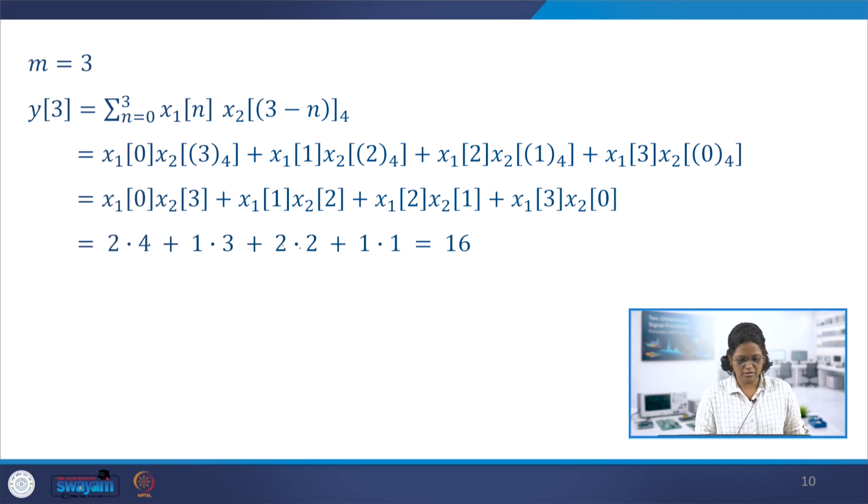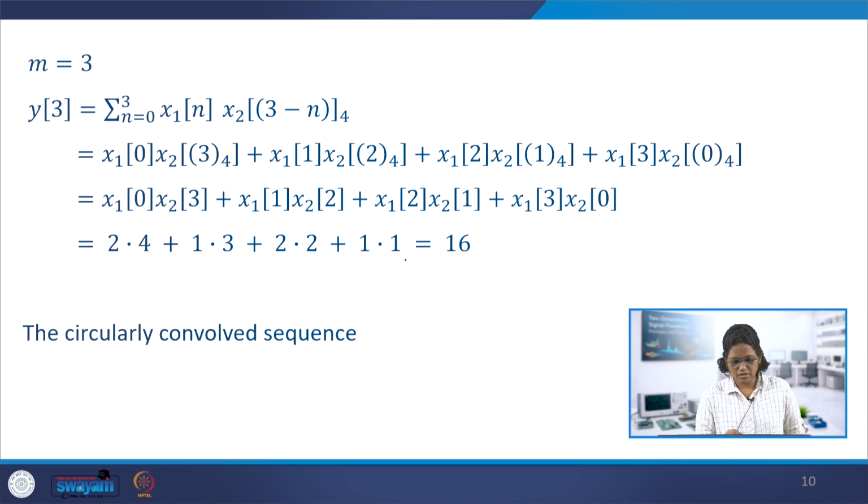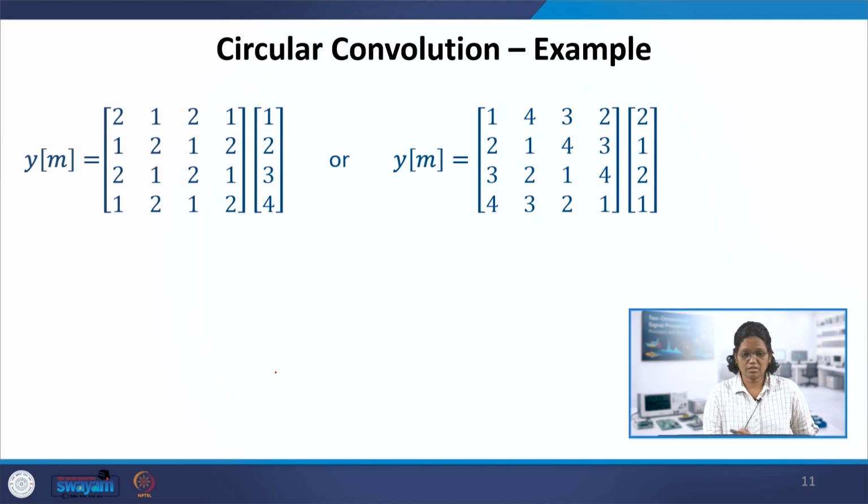Then the existing samples can be substituted and added to get the 16. So the circularly convolved sequence, again you can see the same result where we get the 4 samples: 14, 16, 14 and 16. Now this can be done in an easier way also.